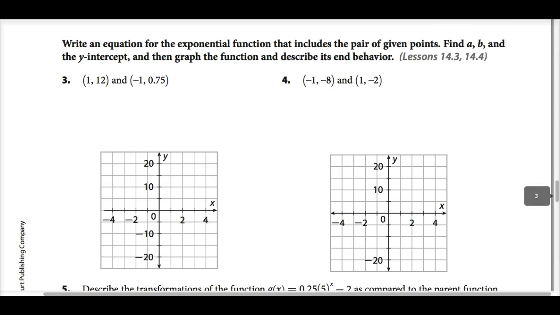what it's saying. It says write an equation for the exponential function. Oh, exponential function, that's the same as the geometric sequence, right? That includes the pair of given points. Find a, b, and the y-intercept, and then graph.